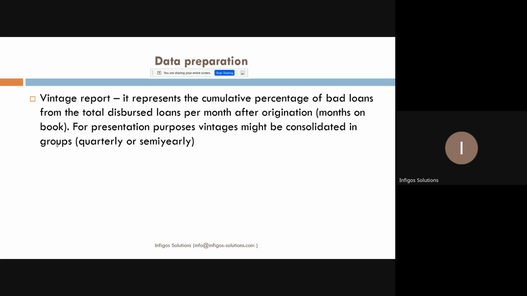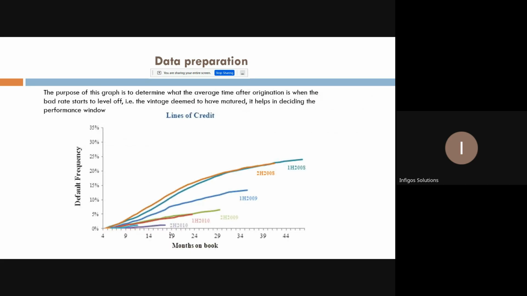So there is something called a vintage report. Vintage report means, you asked how you decide about the observation window and performance window. For the performance window, this is the answer. So these are different vintages. When the bad rate gets flat, you want to take that kind of period for the performance window. Any question, Trishla, on this?